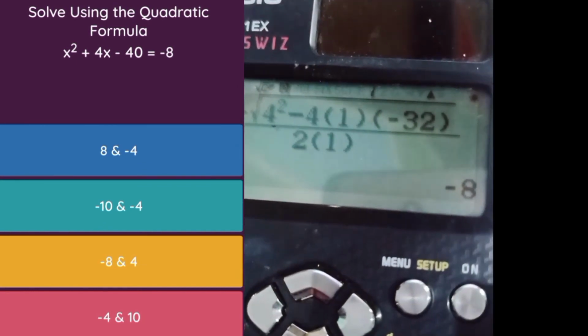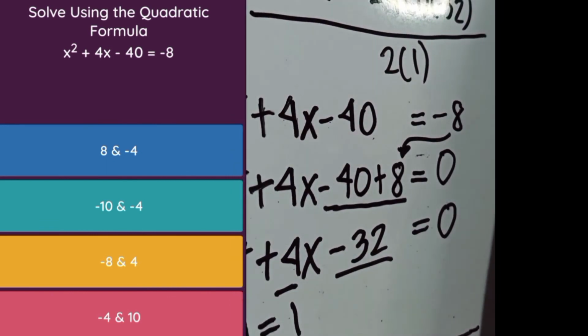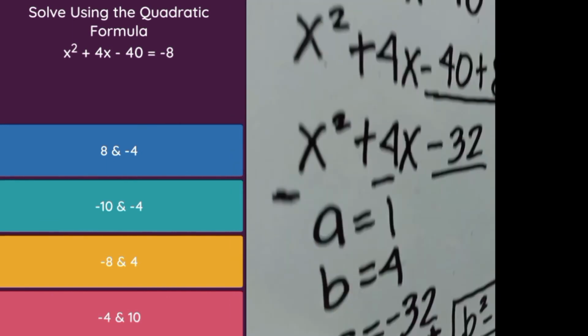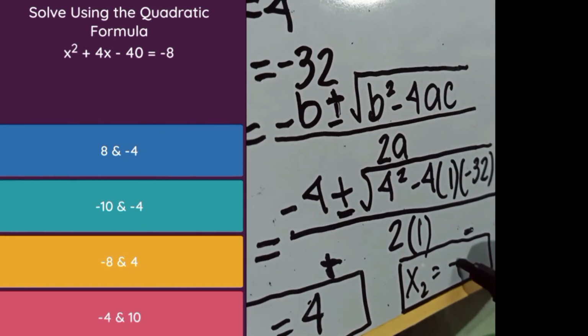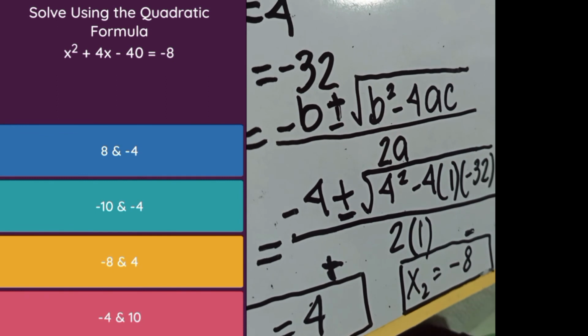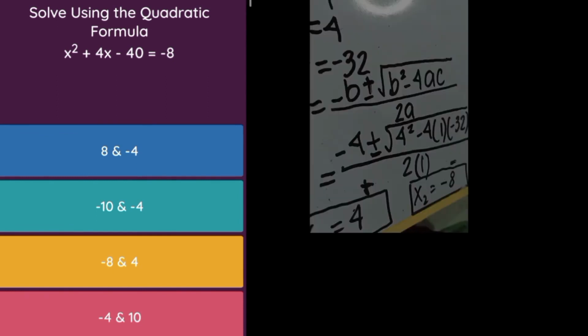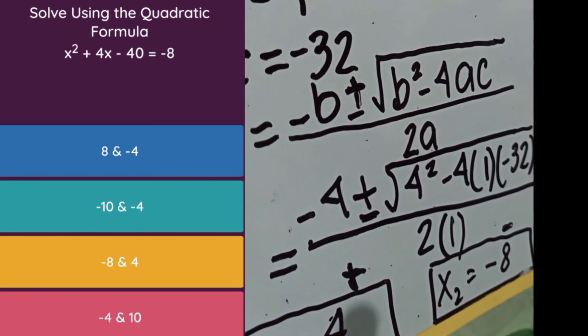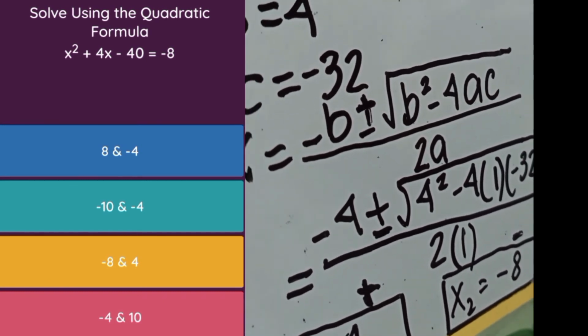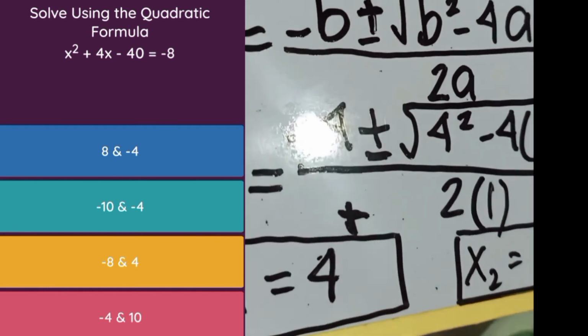So we have positive 4 and negative 8. With that, we write down x sub 1 equals 4 and x sub 2 equals negative 8. So we have it from the choices, the orange one. So congratulations, we did it!